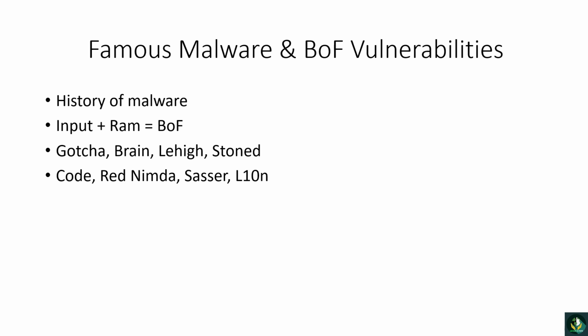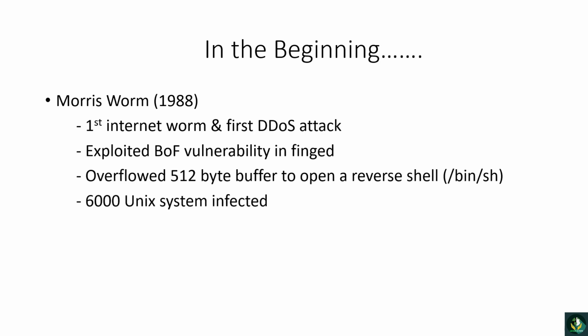Today we look back at some of the most famous and memorable examples of malware in the past 30 years that exploited buffer overflow to achieve their purpose. In the beginning, the Morris worm of 1988 was the very first significant malware event on the internet. This worm propagated across the internet using three different methods, one of which was a zero-day buffer overflow in the Unix finger daemon.